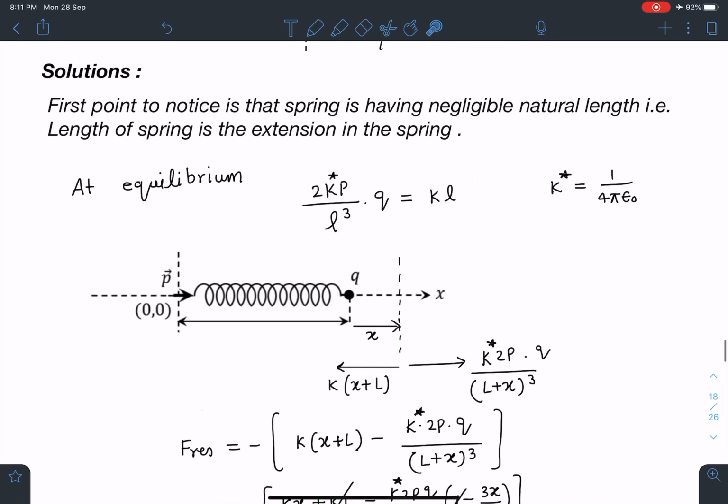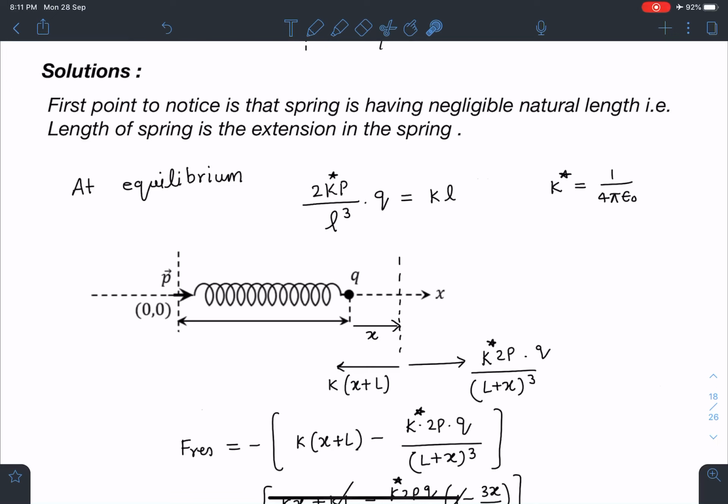The first point to notice is that the spring has negligible natural length, that is, the length of the spring is the extension in the spring. I have made one original problem on the same concept and shared it on the channel. If you come across it, I'll be sharing its I button, you can click, or you can see the description also: the elastic cord of negligible length. Such types of SHM motions are possible only if the string has negligible natural length. So here it's a simple, straightforward problem.